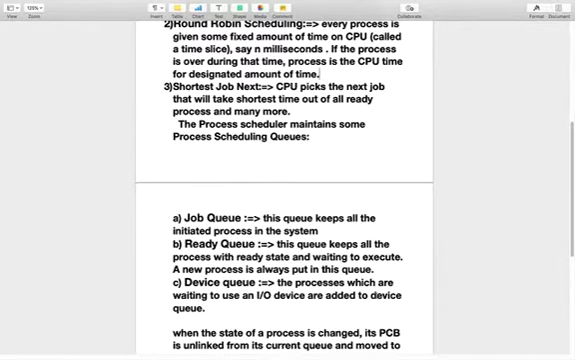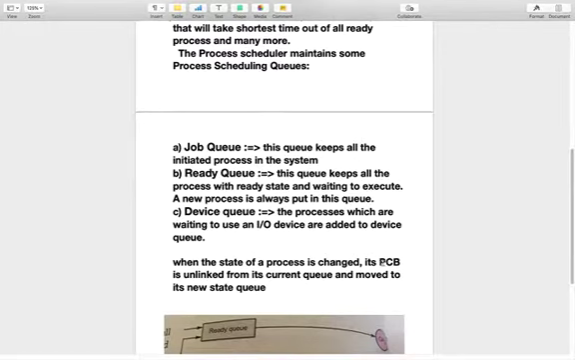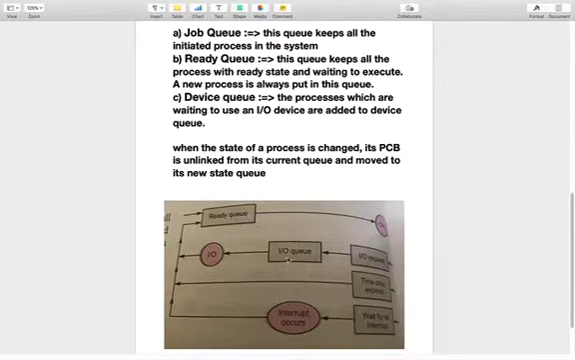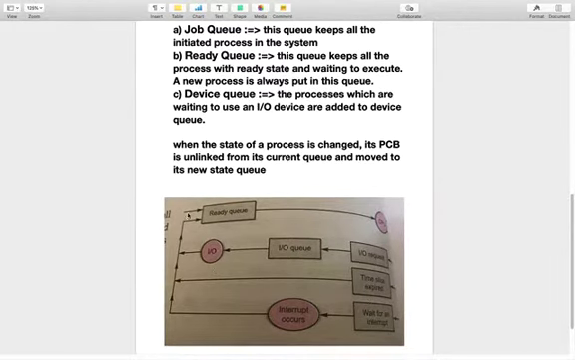When the state of a process is changed, its PCB, which stands for process control block, is unlinked from its current queue and moved to its new state queue. So we have the ready queue and the input output queue. This line is known as the initiate or job queue. The job queue enters processes in the ready queue to get CPU time. So in that way, if there is any input output request, or the time slice expires, or it waits for an interrupt, the process will move again to the ready queue.